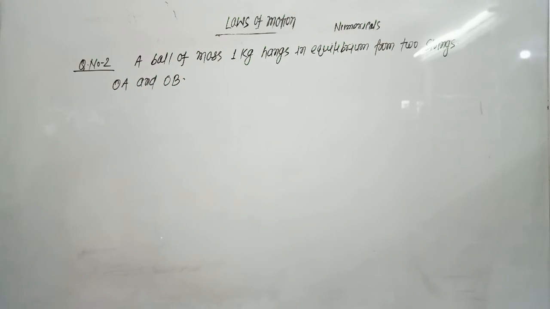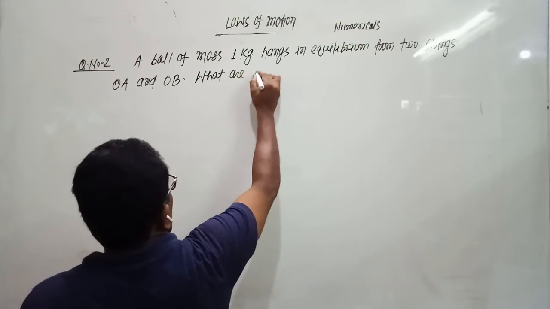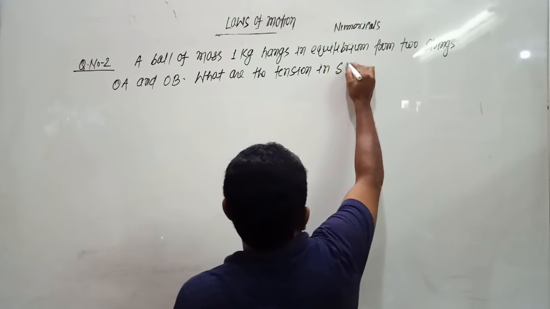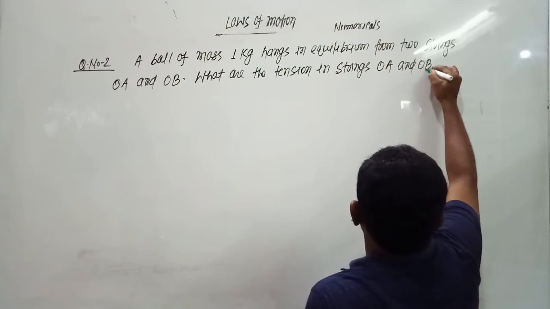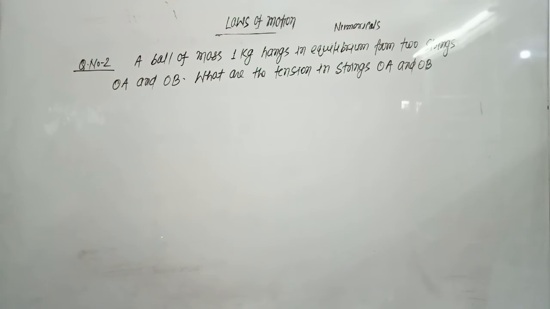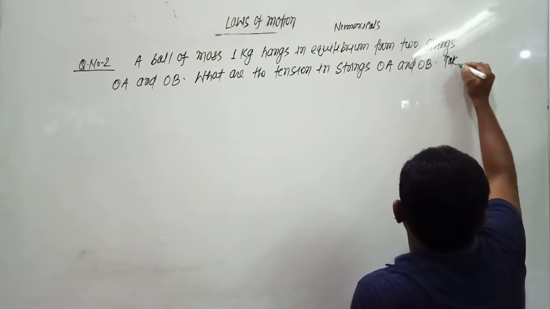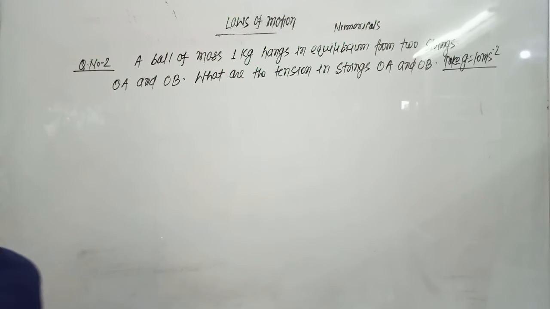So what are the tensions in strings OA and OB? Tension is a force, so we have to calculate the force acting in a string, called tension force. Take the value of g equals 10 meter per second square. And we have to calculate the tension in the string.